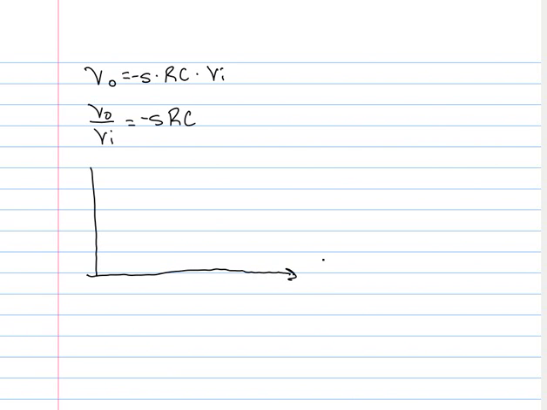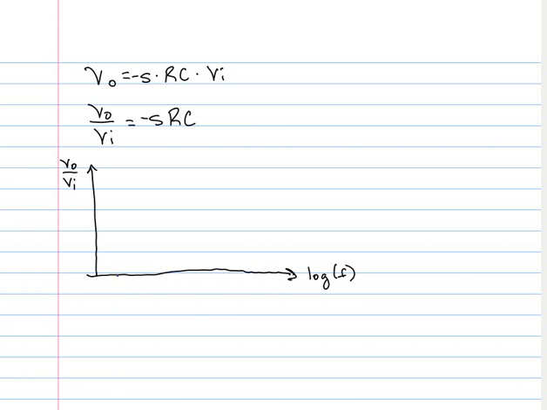So we know that VO is equal to minus S times RC times VI, or our gain, Vout divided by Vin, is equal to minus S times R times C. So if we were to plot this function versus the log of the frequency, and knowing that S increases proportionally with frequency, we would see that at S equal to 0, or DC, the voltage gain would be equal to 0.